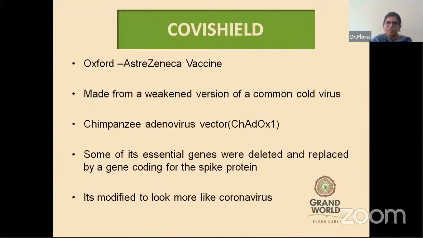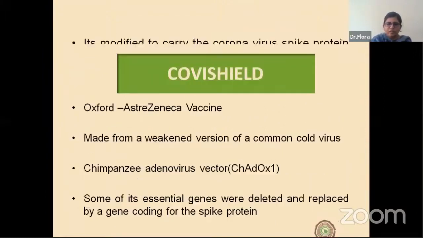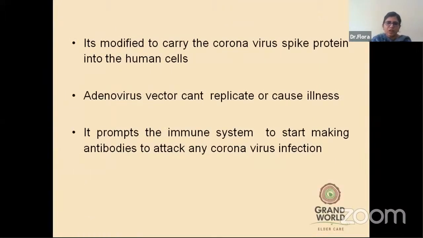And the other vaccine available in India is Covishield or Oxford AstraZeneca vaccine. It's made from a weakened version of a common cold virus, which is the chimpanzee adenovirus. This chimpanzee adenovirus is used as a vector which carries the spike protein from the coronavirus. So this adenovirus is modified to look more like the coronavirus by inserting the coronavirus spike protein. This adenovirus carries the coronavirus spike protein into the human cells.